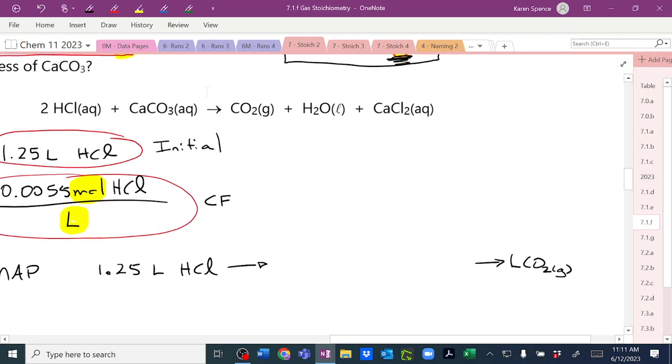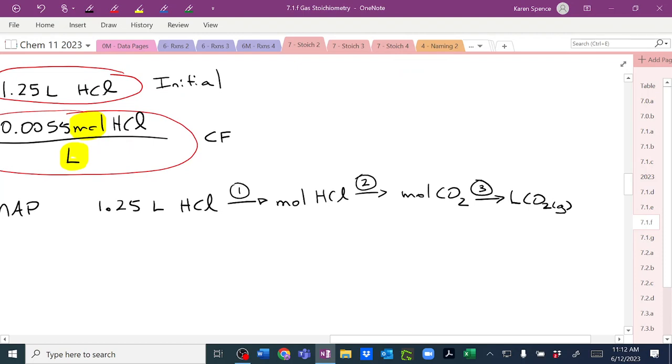What will we be converting 1.25 liters of HCl into? Tell your partner what's step number 1. We always convert to moles. Moles of what? HCl. What's step number 2? Moles to moles. What's B? CO2. So we're going to find the moles of CO2. And then in step 3, we'll find the liters of CO2. I would like you to tell your partner what conversion factors we're going to use here, here, and here.